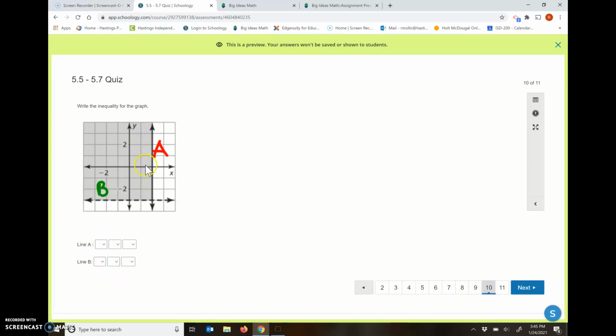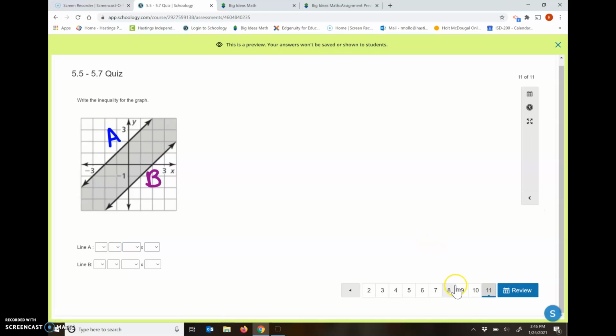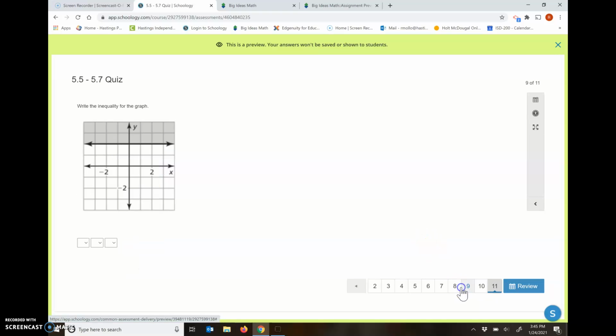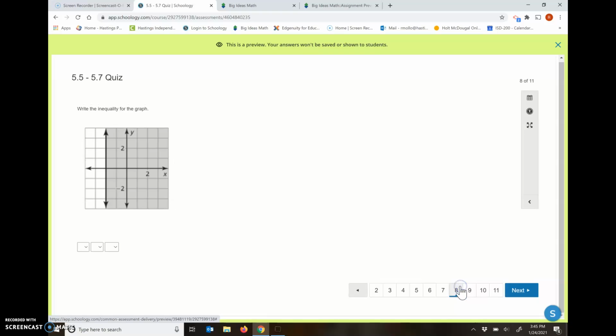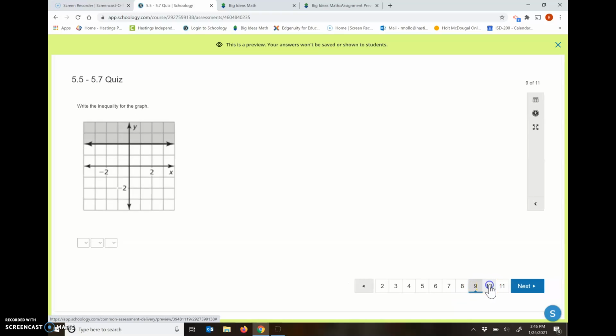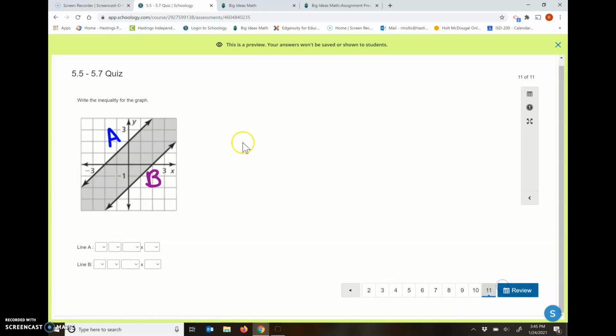And then kind of the same thing here. Don't get confused. Line A is this vertical line right here. Line B is this horizontal line right there. So make sure you're putting in the right stuff for those lines. 10 and 11 are a little tougher because they have 2 lines that you have to put in. And 8 and 9 are a little easier because you just have 1 line. Also with 8 and 9, notice how they're either vertical or horizontal lines. Same thing with 10.